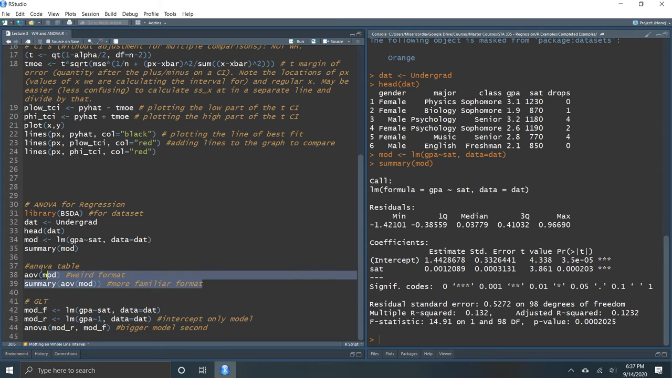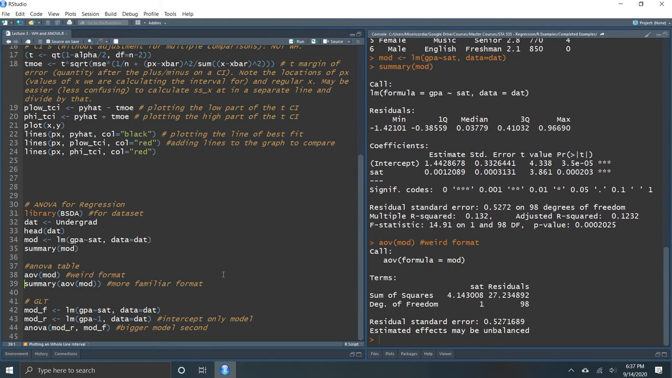However, what we talked about was doing the ANOVA table, where we break up the significance components due to the model and then the significance components due to the errors or the residuals. So if we do aov, that stands for analysis of variance in R, it gives us sums of squares and degrees of freedom. We talked about that those are things that we look for, but the format is super weird.